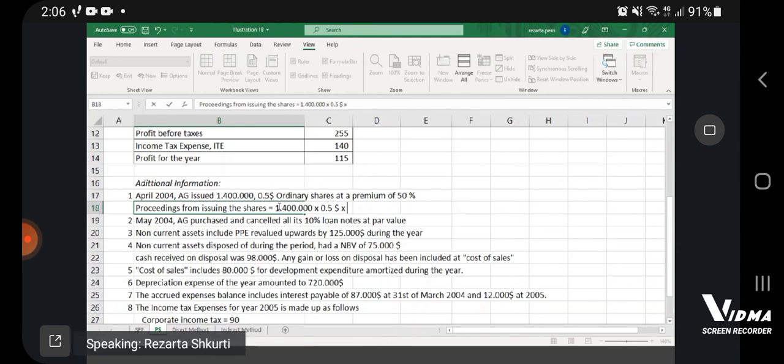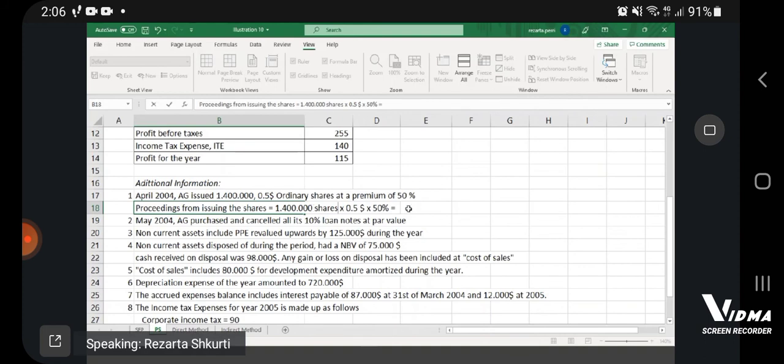So multiplied by 50%. I don't know if that is clear. What we are doing is that whenever we read some information that we can make a calculation over there that would be helpful later, let's do it right in that moment. We are issuing exactly 1,400,000 shares, at a price that is 50% higher than their normal price, nominal value.